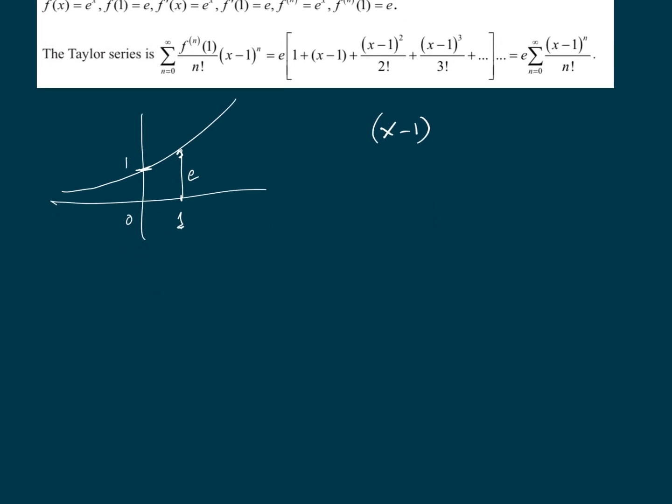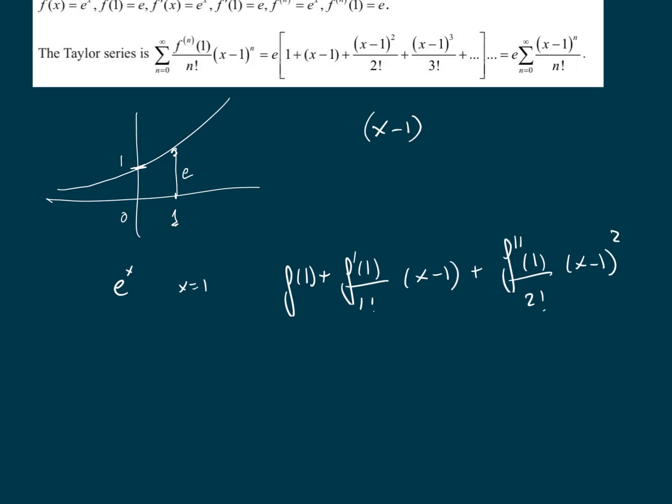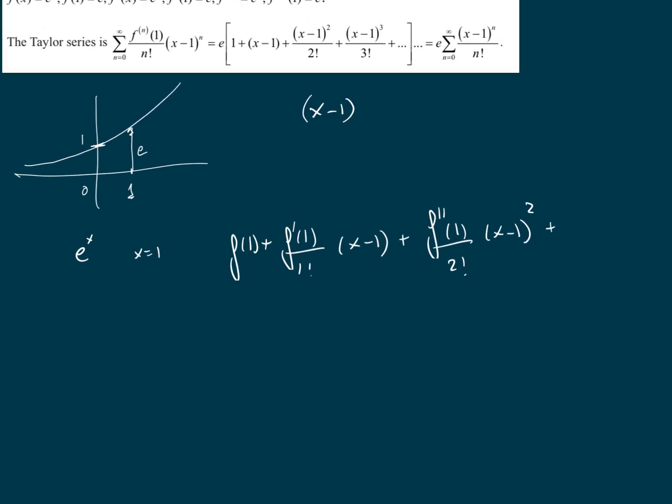Okay, the Taylor series for the function e to the x centered at the point x equals 1 will be f of 1 plus f prime of 1 divided by 1 factorial multiplied by x minus 1, plus f second of 1 divided by 2 factorial, x minus 1 squared, plus f third of 1 divided by 3 factorial, x minus 1 cubed.